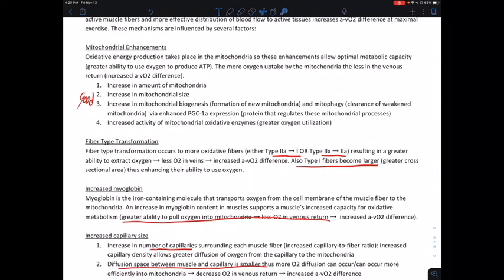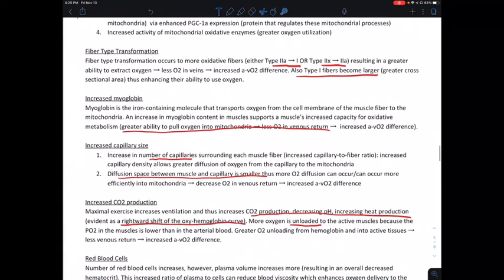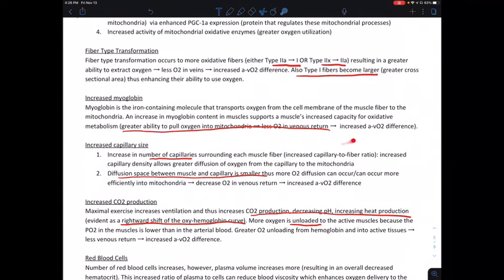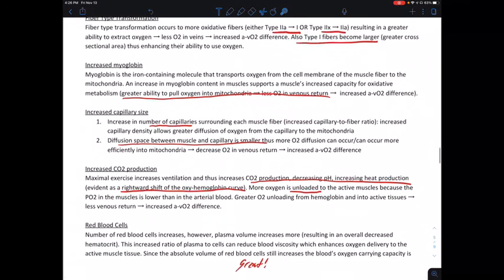This is due to the mitochondria getting more powerful, so we can extract more oxygen. This is due to fiber types becoming more oxidative, so going from type 2X to type 2A, or type 2A to type 1. Also type 1 fibers hypertrophy, which increases oxygen usage. We also have increased myoglobin, which is going to pull more oxygen out of the blood. Also have increased capillary density, which decreases diffusion distance here.